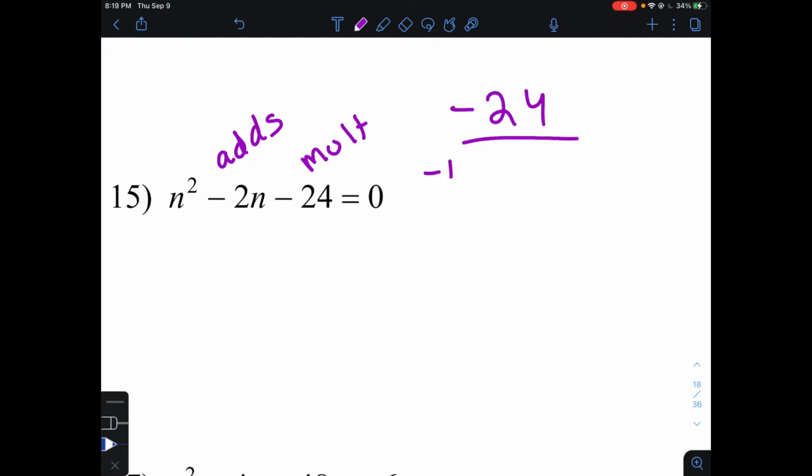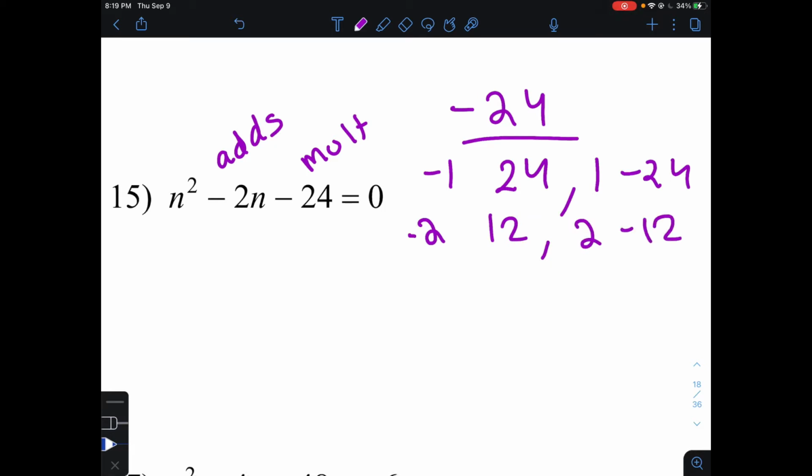Well, we'd have negative 1 and positive 24, my bad. And then we would have 1 and negative 24. That doesn't work. So then I could go ahead and do negative 2 and 12, or I could do 2 and negative 12. Also doesn't work. So I could do negative 3 and 8, 3 and negative 8. Doesn't work because I'm looking for something that adds to negative 2.